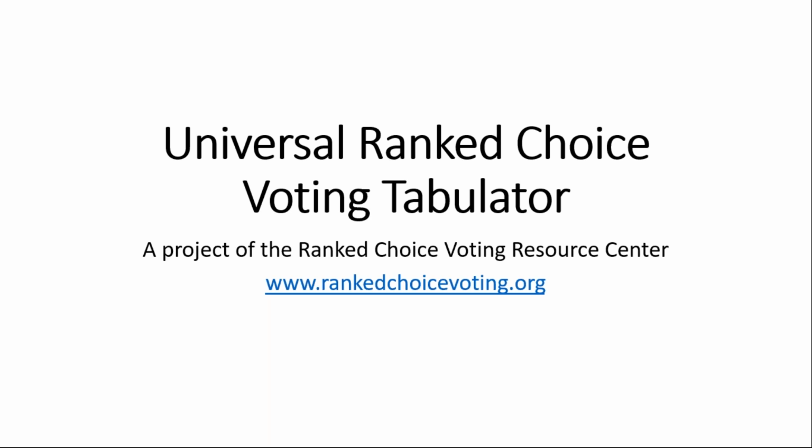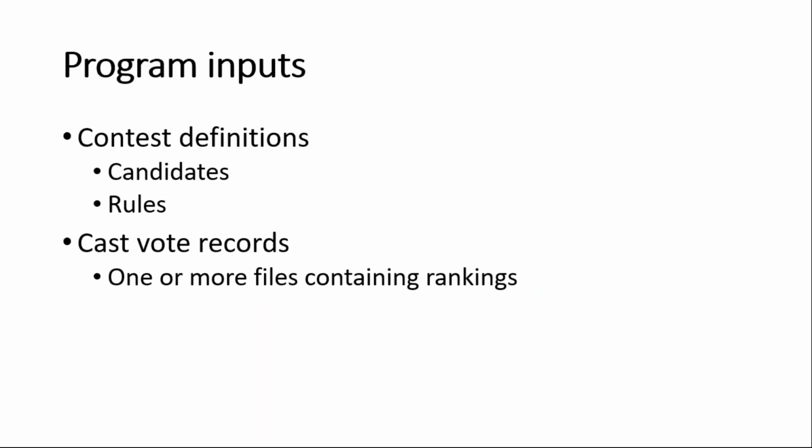Now, a ranked choice voting tabulator isn't an exceptionally complex piece of software. The inputs are basically a set of definitions that tell you who the candidates are, what the rules of the race are, and what the source of the cast vote records are. So there's really just two inputs for any ranked choice voting election. It's going to be some kind of election configuration, the candidates, the rules, and then the source or sources of the cast vote records.